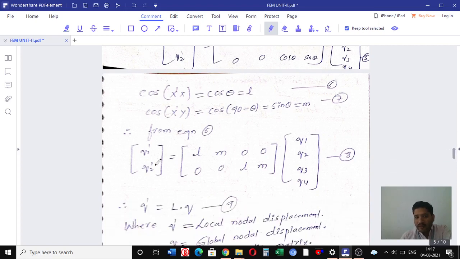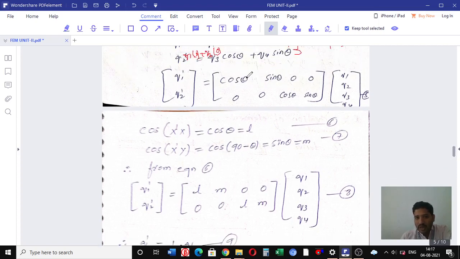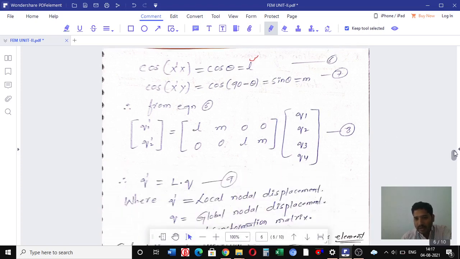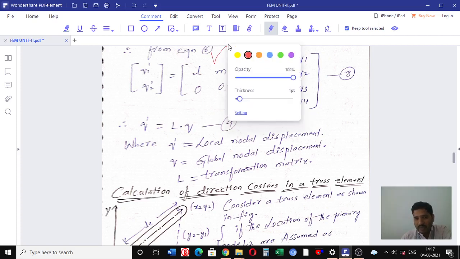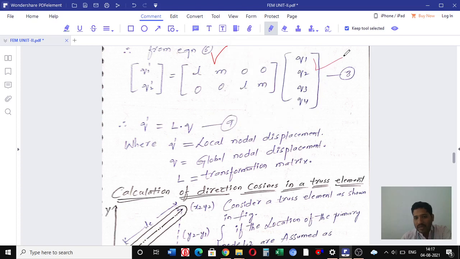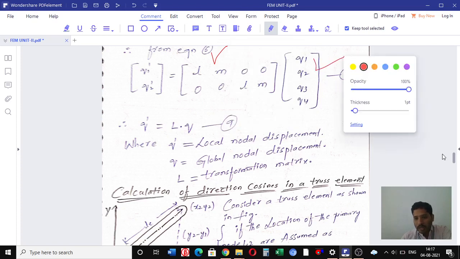So after that we need to write in this form also. Instead of cos theta we can represent as L. Instead of sin theta we can represent as m. This L m 0 0 0 0 L m. Clear? So it is considered as equation number 8. After that this whole value we can represent as q dash, this whole value we can represent as L, and this whole value we can represent as q. This q dash we can say as the local nodal displacement, and L we can say as transformation matrix, and this one we can say as global nodal displacement.